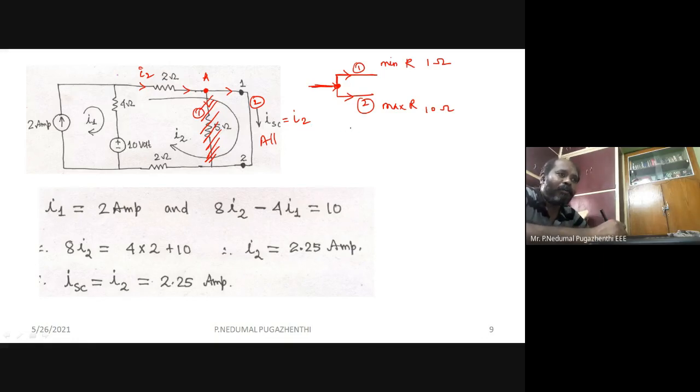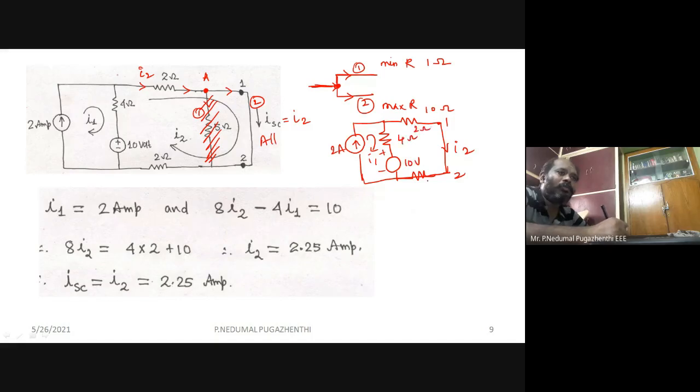So how will my diagram change? My diagram seems to be a current source is there, a 4 ohm resistor is connected in series with a 10 volt source, and it is having a 2 ohm resistor short circuited with another 2 ohm resistor available between the terminals 1 and 2, and this is going to be I2 and this is going to be I1. This is 2 ampere, this is 10 volt, this is 4 ohm, this is 2 ohm, and this is 2 ohms. This 5 ohm will not come into the picture. Why? Because no current goes through it, so we should not consider it.